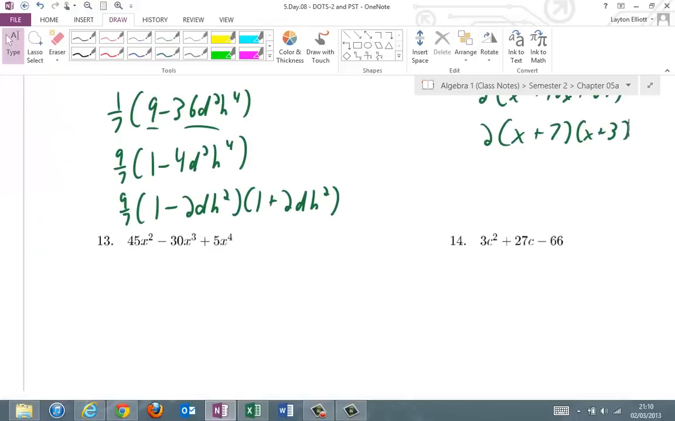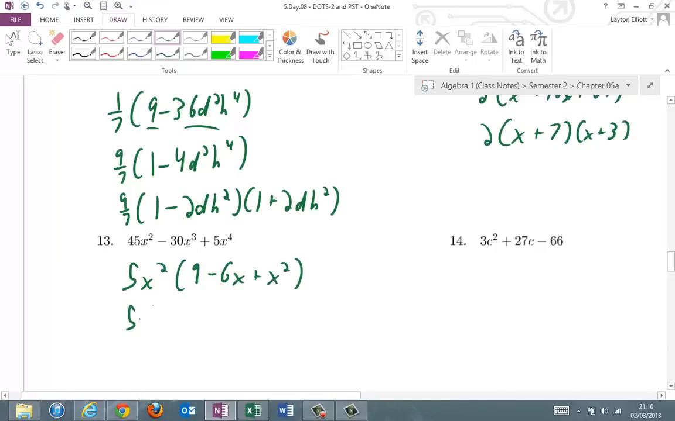Number 13. Again, let's pull out a greatest common factor first. I have a 5 and an x to the second. Pull that out, and I have 9 minus 6x plus x squared. Now I'm going to switch that around to descending order: x squared minus 6x plus 9.